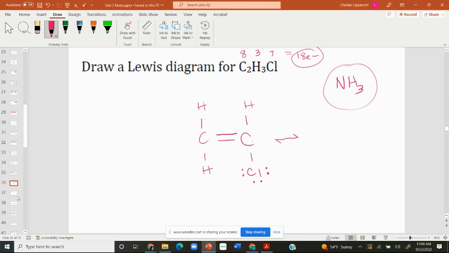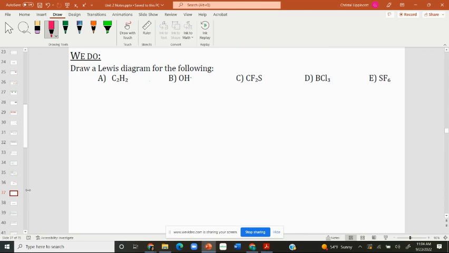But typically, not as a hard rule, but as a generalization, your less electronegative element will be listed first in a formula. Not bad. All right, let's try to draw some Lewis structures here in our redo.